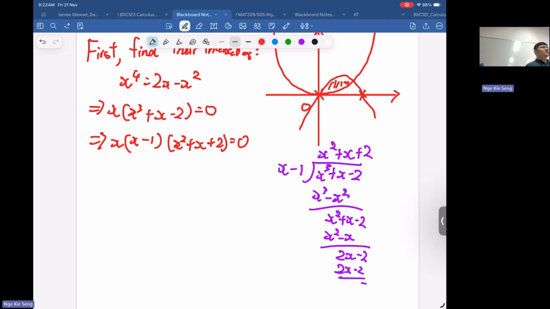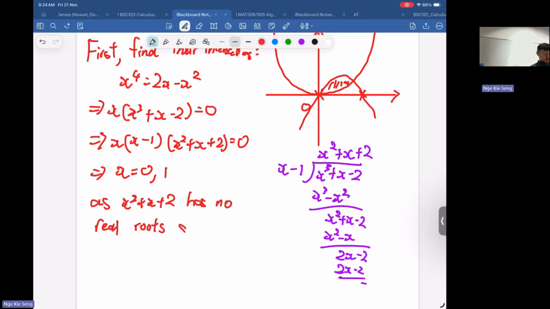You know what discriminant is? b squared minus 4ac. So you need to compute that b squared minus 4ac is less than 0. So there are actually only two real roots here, because x squared plus x plus 2 has no real root. If you compute b squared minus 4ac, you will get 1 squared minus 4 times 1 times 2, which is negative. Anyone know what this abc stands for?